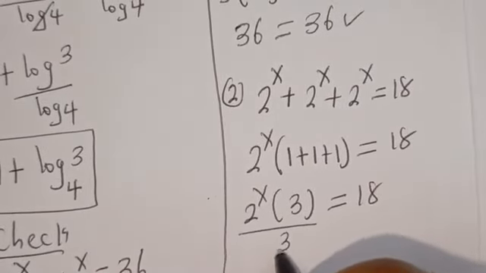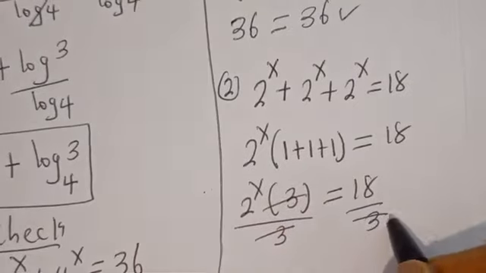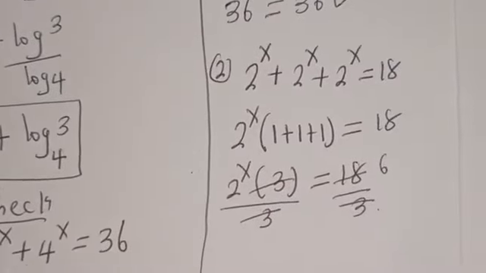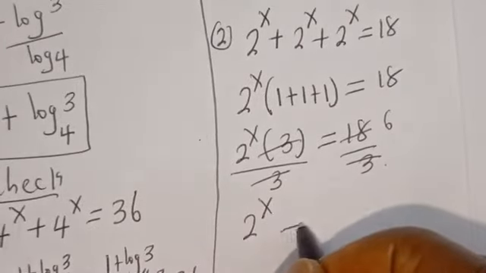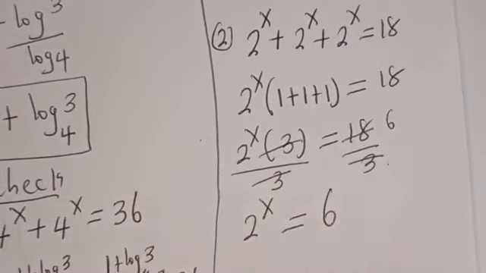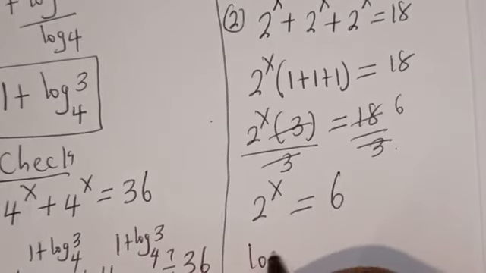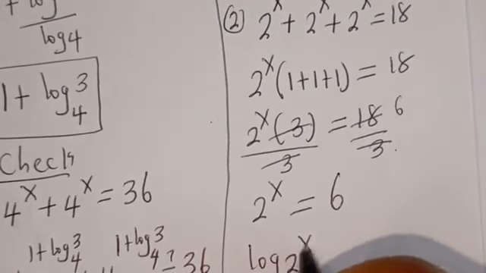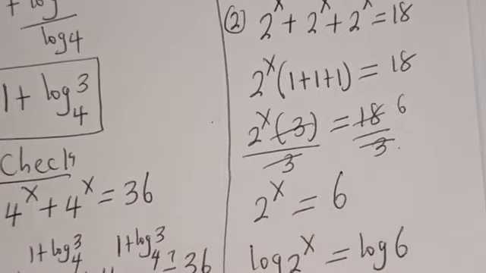Let's divide both sides by 3. This divided by 3, this will cancel this. 3 here 1, 3 here 6. Now we have 2 to the power of s is equal to 6. Let's take the log of both sides. We have log 2 to the power of s is equal to log 6.